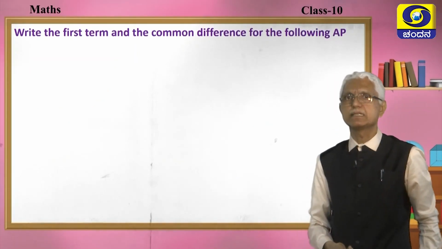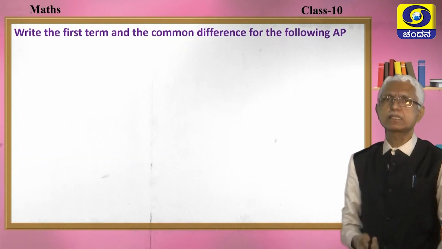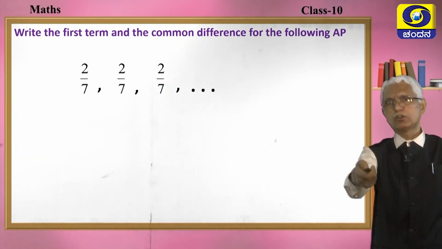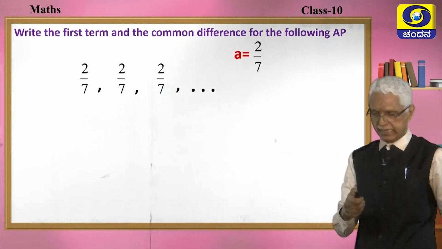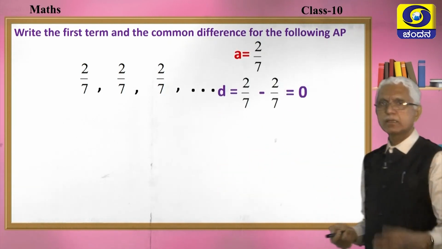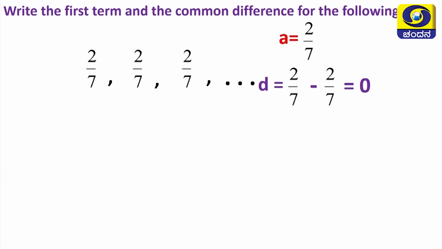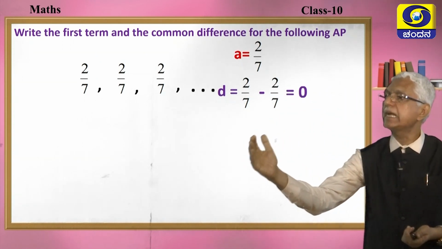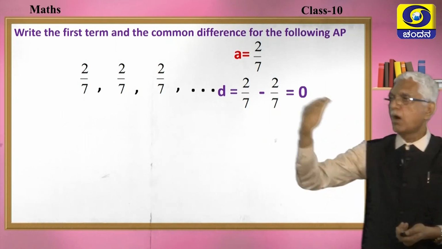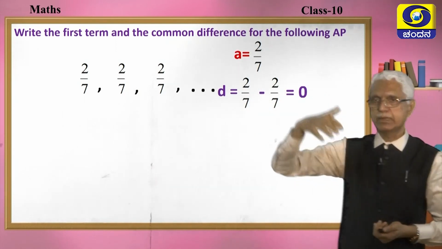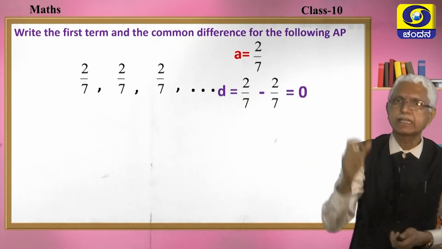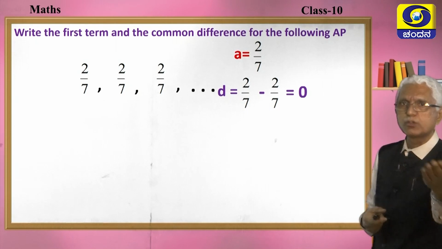Excellent. That is good, my dear children. Now, a small exercise is given to you. I want you to do it in a couple of minutes, right? You have got 2 by 7, 2 by 7, 2 by 7, dash dash dash. First term is obviously 2 by 7. How will you find the common difference? D, the common difference, is given by the second term minus the first term, or the third term minus the second term, or the fifth term minus the fourth term. For any two consecutive terms, you should take the difference. 2 by 7 minus 2 by 7 is 0.